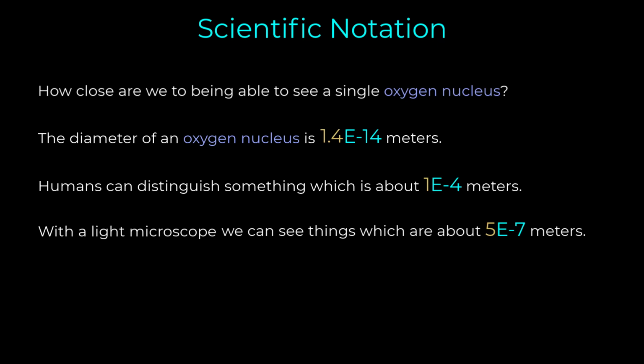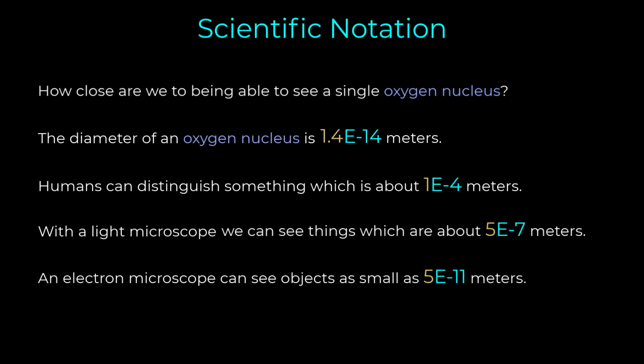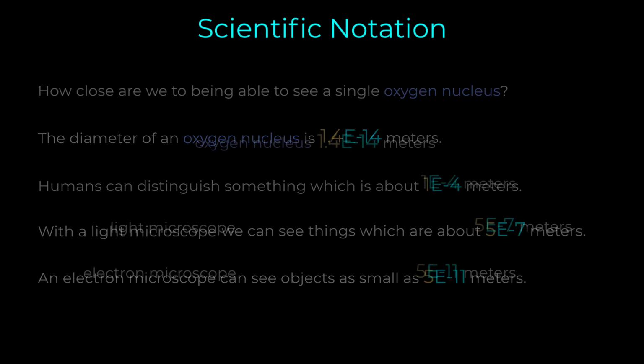How about by using an electron microscope? It is the most powerful microscope invented. I learned on the internet that an electron microscope can see objects as small as 5 times 10 to the minus 11th meters. Notice that with scientific notation, I can get a general sense of things very quickly.